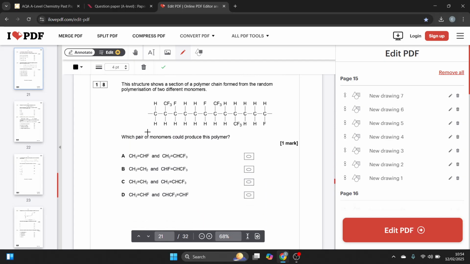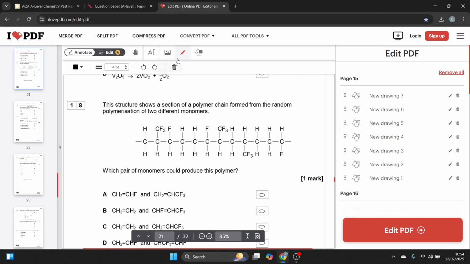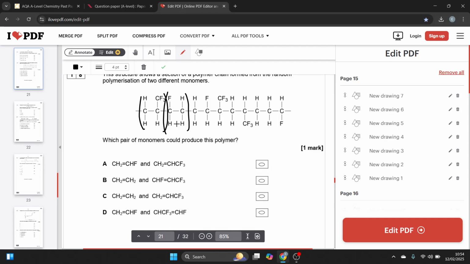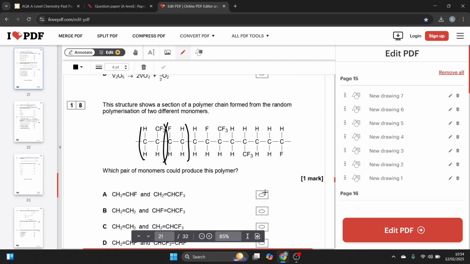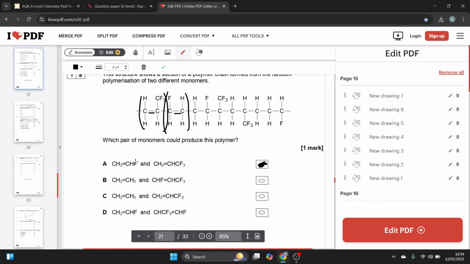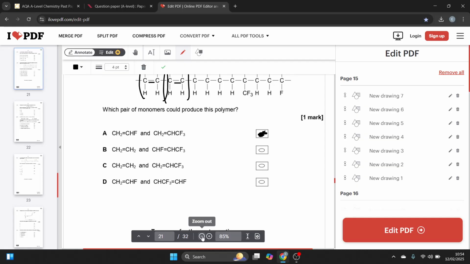Question 18. The structure shows a section of polymer chain formed from the random polymerization of two different monomers. Which pair of monomers could produce this polymer? So if I zoom in here, I've got this and I've got that, right? So CH2=CHF, yes. CH2=CHCF3, yes. Therefore the answer must be A, because remember, with the monomers, I'm just adding the double bond. So yeah, it's going to be A. First one.